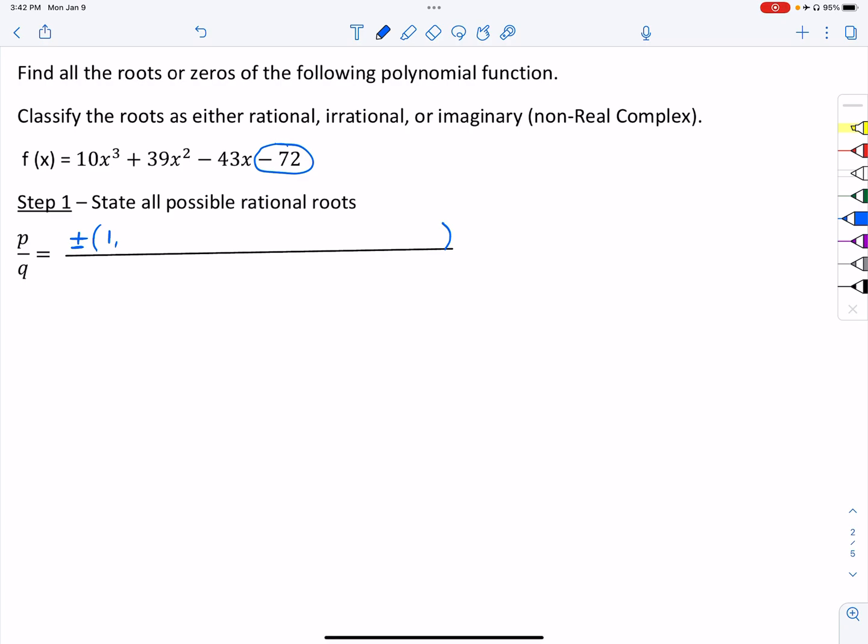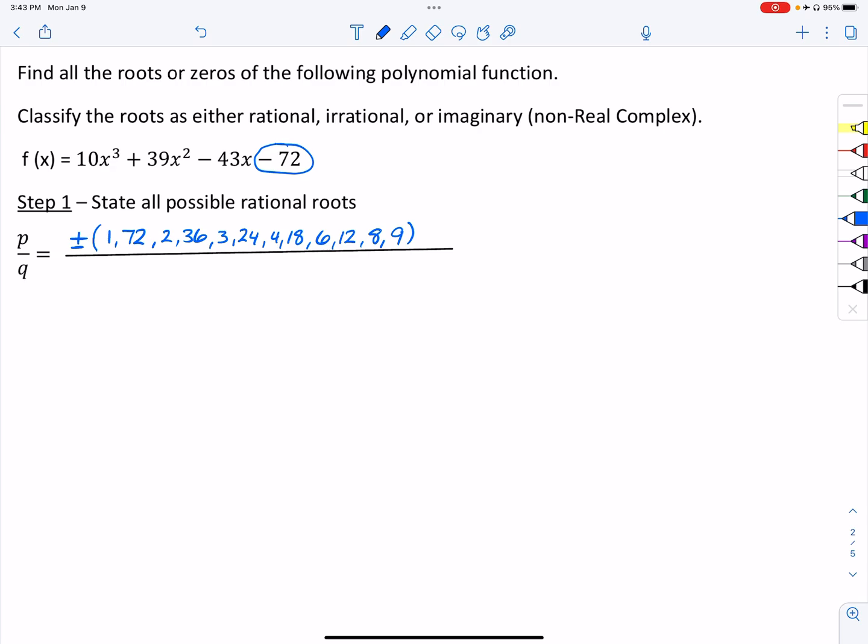So we know 1 and 72, we know 2 and 36, oh man, 3 and 24, 4 and 18, 5, I don't believe so, 6 times 12, 7, no, 8 and 9, and I think that does it. Okay, so we'll start with just those. I think I got them all.